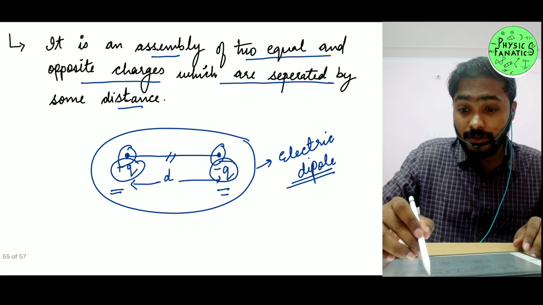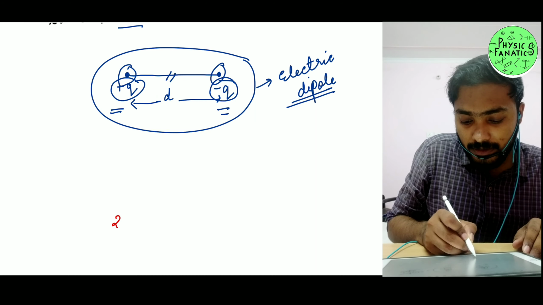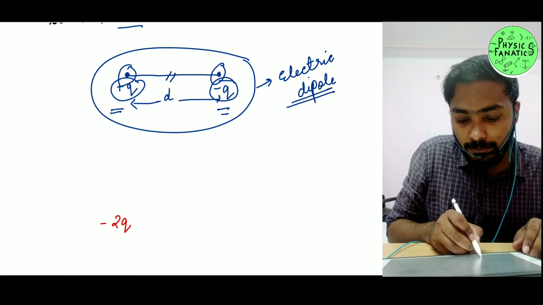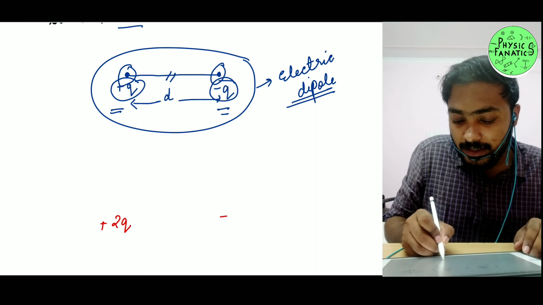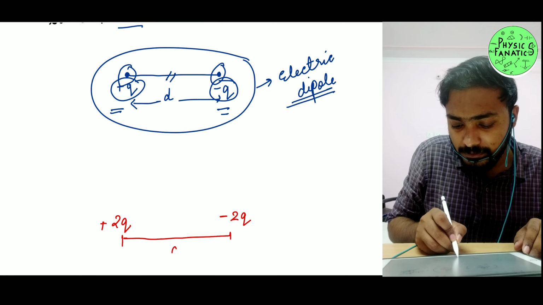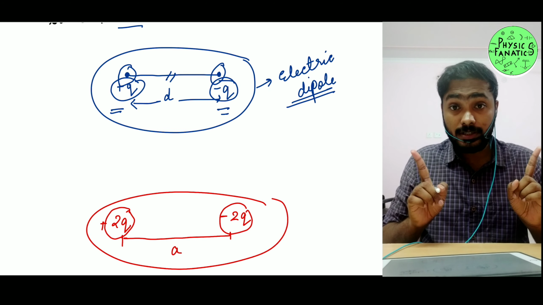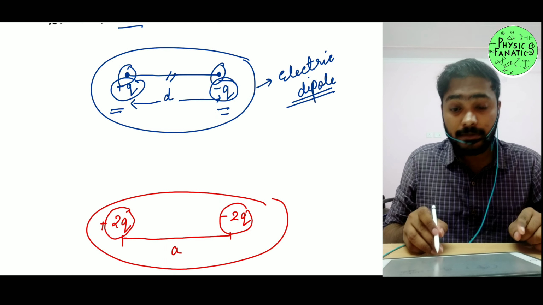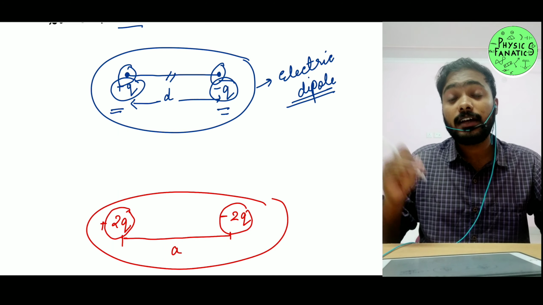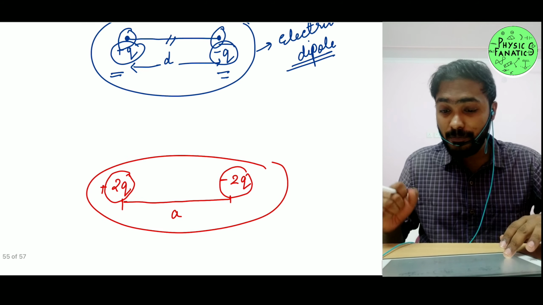Great. So I can even call this a dipole if I have 2q charge. If I have plus 2q charge and the next is minus 2q charge, and they are separated by some distance, let me say a, this is also known as a dipole, because you have two equal but opposite charges separated by some distance. This kind of system is what you call an electric dipole. I hope that is understandable.